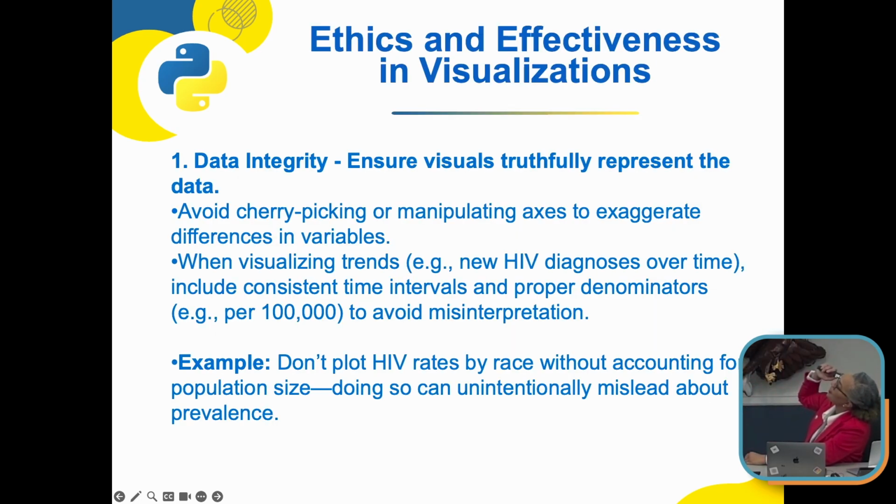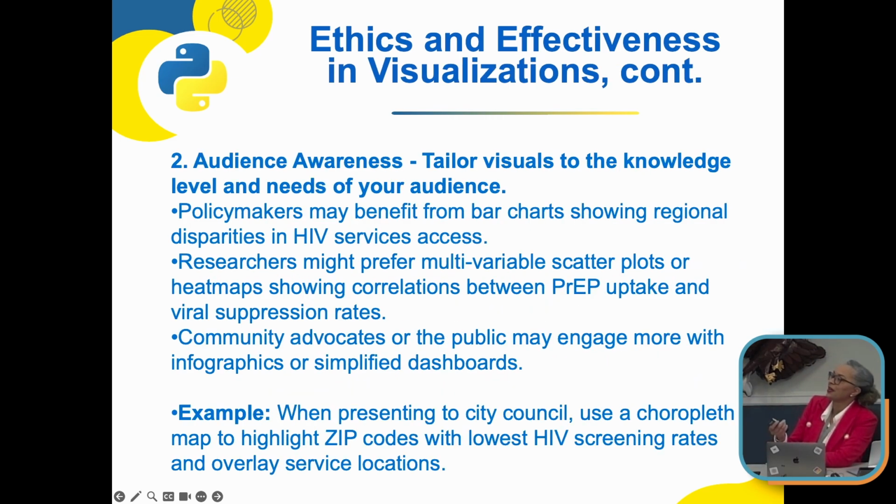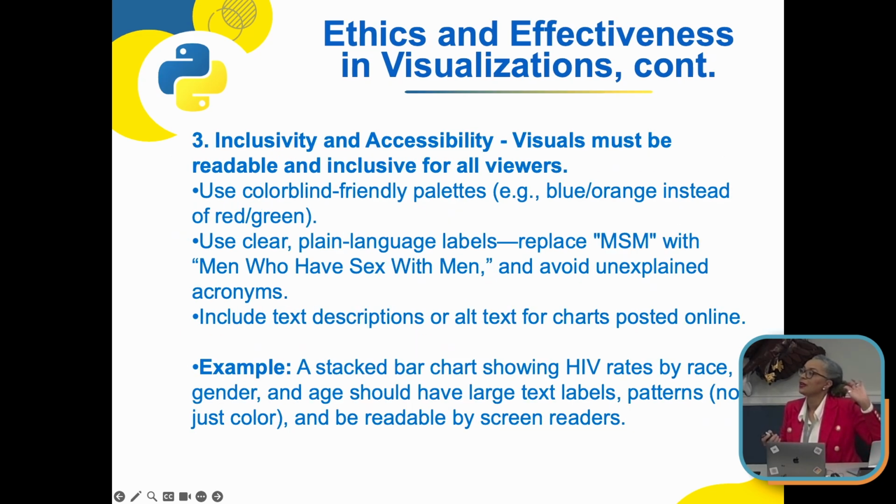All right, so ethics and effectiveness in visualization. Data integrity: what I just showed was not data integrity. Just make sure your visuals are truthfully representing the data. Don't cherry pick, okay, not good. Got some examples there. Audience awareness: tailor your message to the person you are talking to. A scientific person may be okay with a correlation map. Someone that doesn't have that advanced level may be better with a bar chart. So just tailor your message.